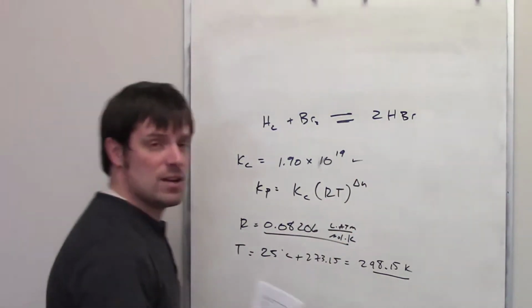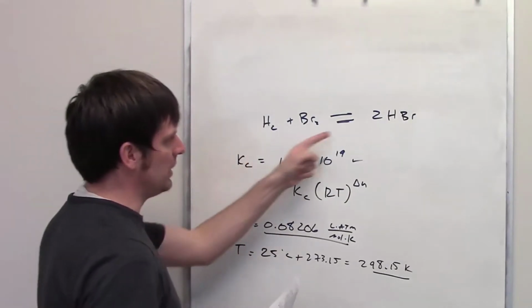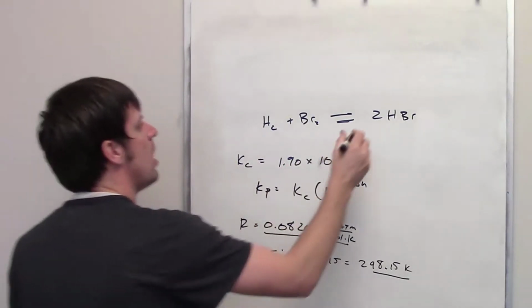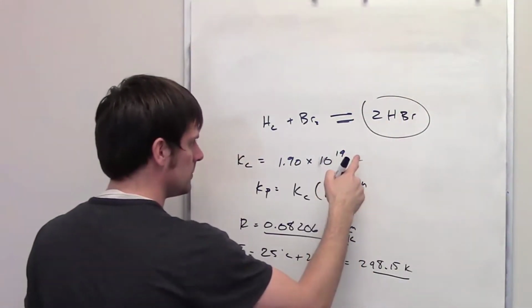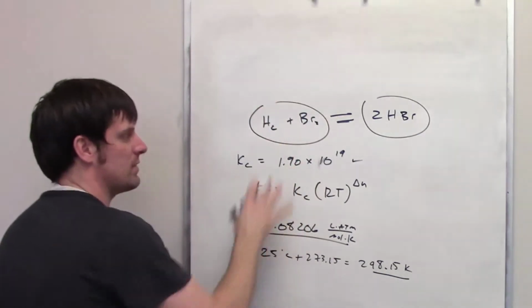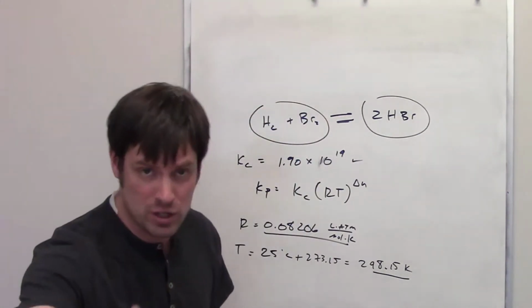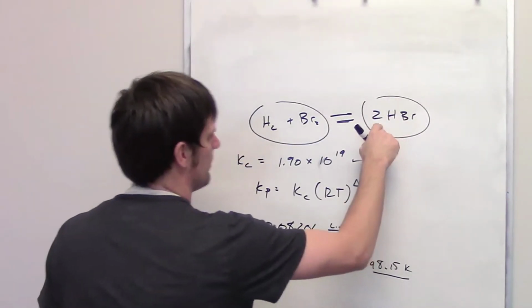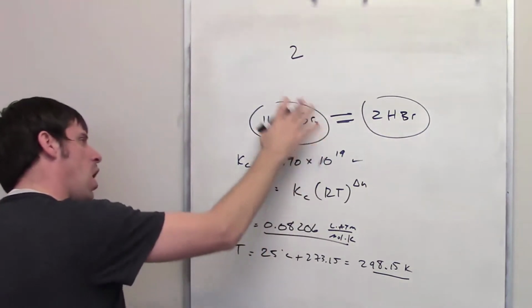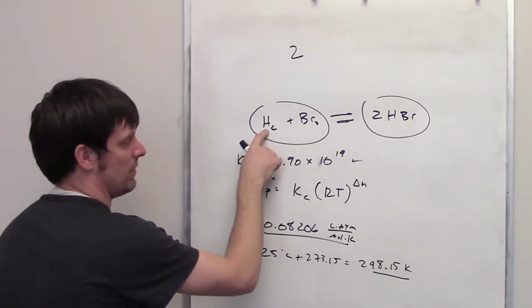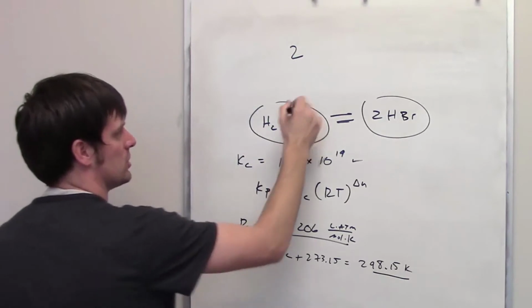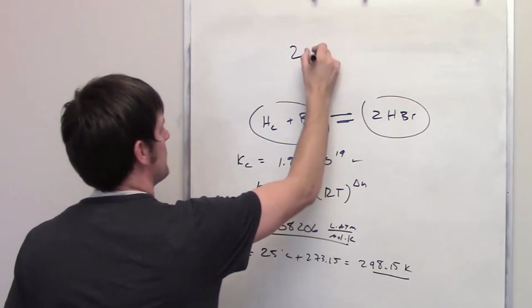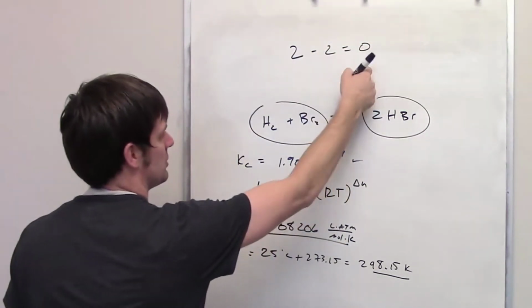Well, delta N is the change in the number of gas moles as you go from the left to the right. So we have to count up how many gas moles there are on the right side of the equation and how many total gas moles there are on the left side of the equation once the equation has been balanced. If you look at all the gas moles on the right, there are 2 of them. If you count up all of the gas moles on the left, there's 1 gas mole of H2, 1 gas mole of Br2. So there's 2 gas moles on the left. So you take the number of gas moles on the right, you subtract from it the number of gas moles on the left, which is 2 minus 2 equals 0.